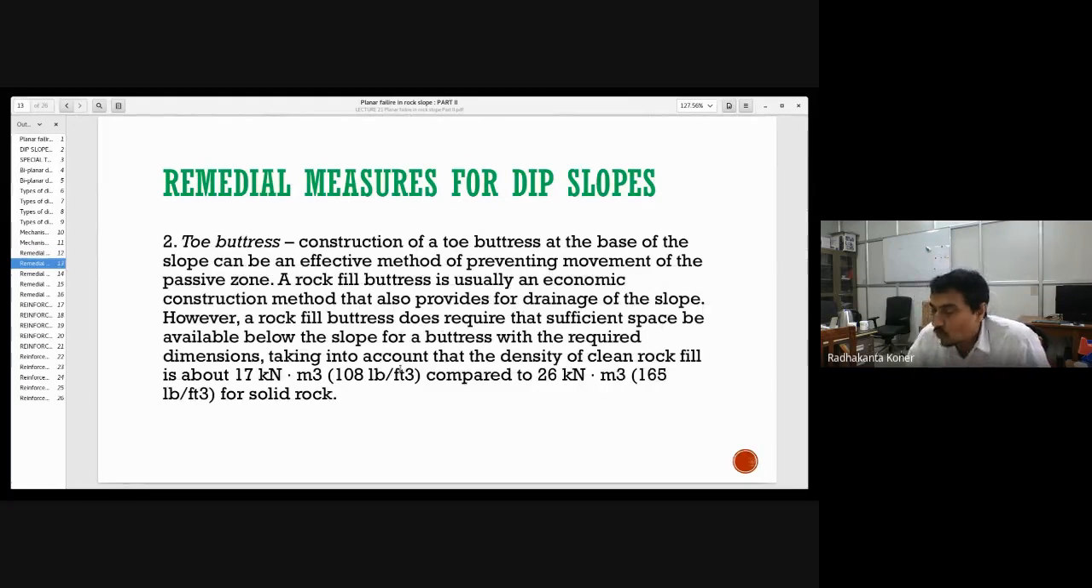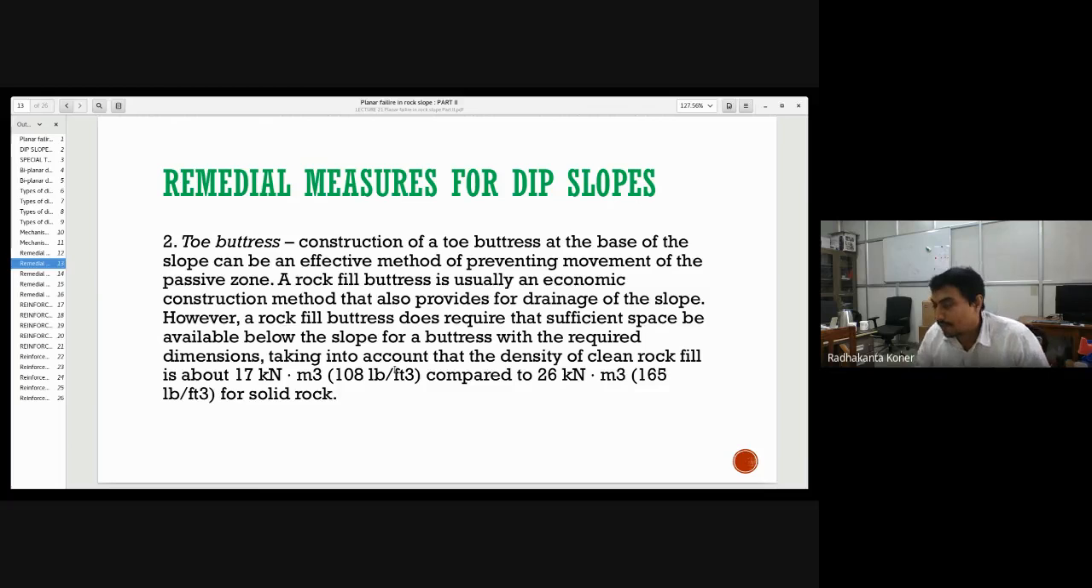Second option is a toe buttress. This buttress concept is nothing but this: something is moving, so what do we do? Some thrust force has to be given. If it is a larger movement, a larger amount of thrust force should be given so that effectively we can arrest the movement. So this toe buttress concept is of very limited use in mines, because it actually needs a large amount of space.